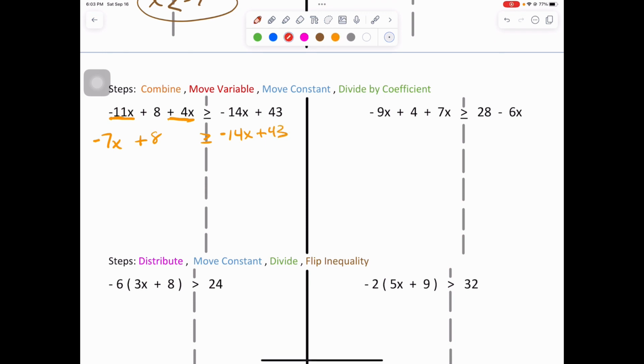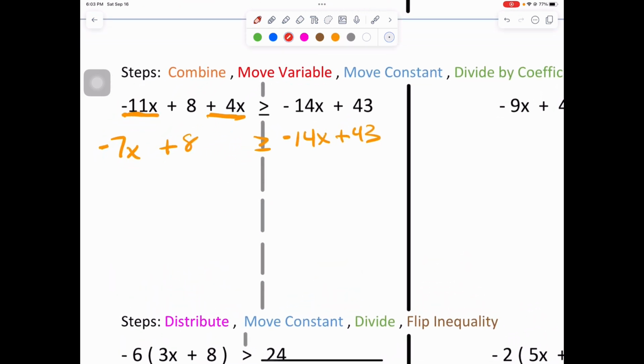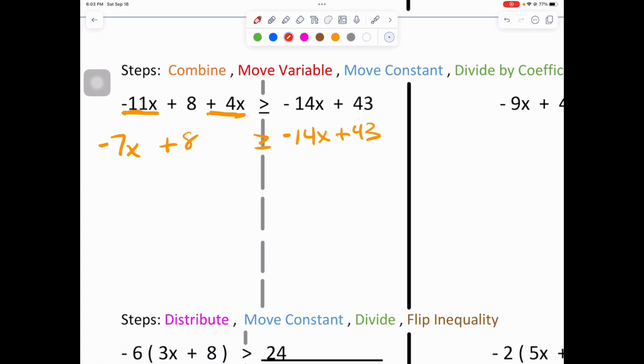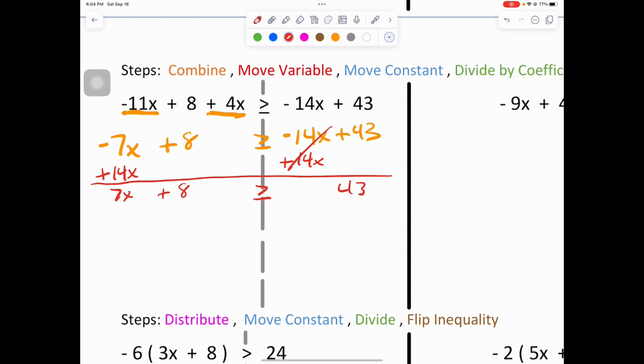I'm going to zoom in because this might take a little more space. We will move the variable with less value. All right, well, I'd rather be 7 in the hole instead of 14, so we'll get rid of that 14. And what we do to one side, again, great job, guys, we do to the other. Negative 7x plus 14x is 7x. Bring down your plus 8. Okay, greater than or equal to, crossed off the 14s, bring down your 43.